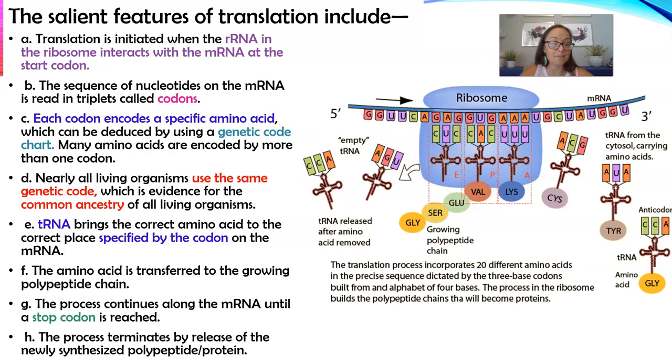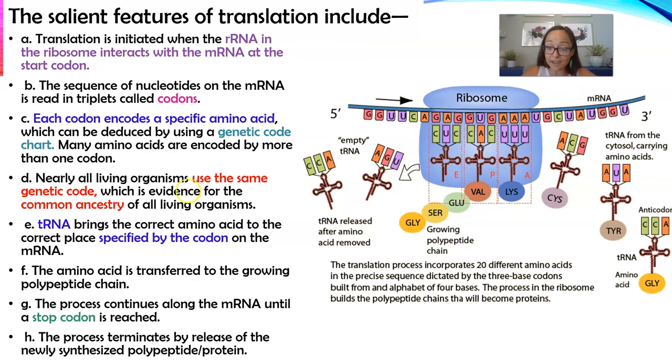So if you wanted to pause the video and read this step by step over here on the left, well, we could do it together, I guess. Translation is initiated when RNA, which is part of the ribosome, interacts with the messenger RNA at the start codon. Then the sequence of nucleotides on the messenger RNA is read in groups of 3 called codons. This is where you'll use that chart, the genetic code, to figure out which amino acid is coded for.